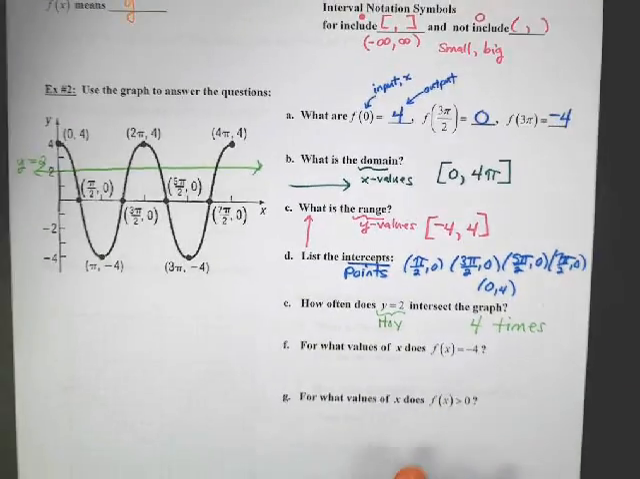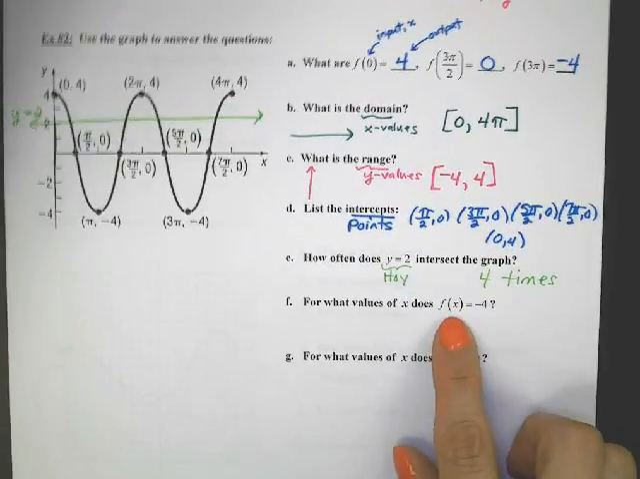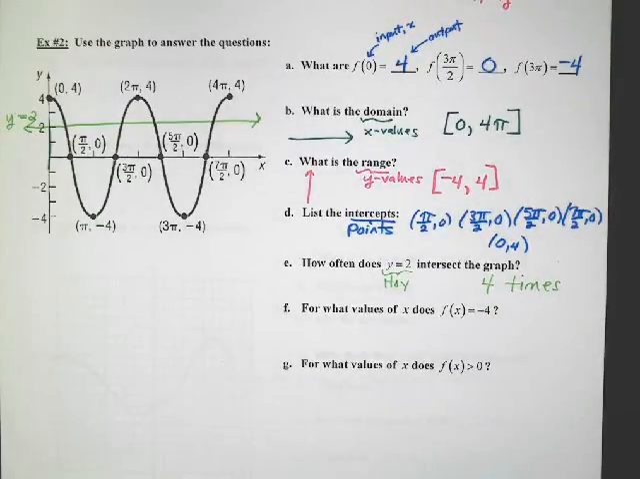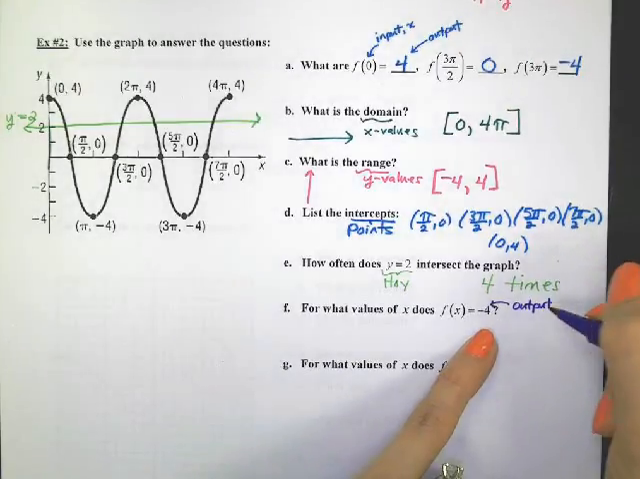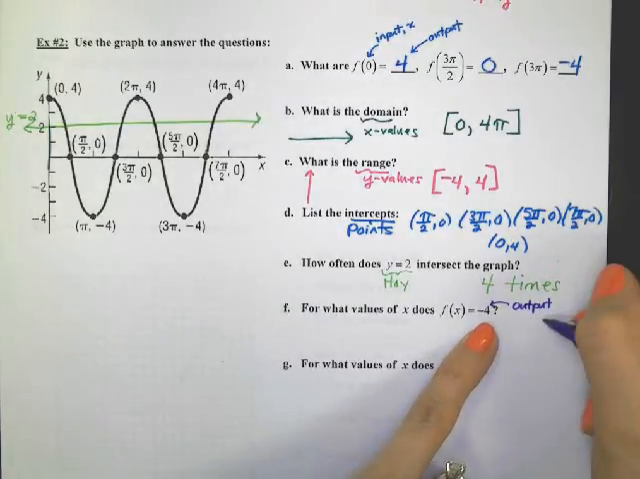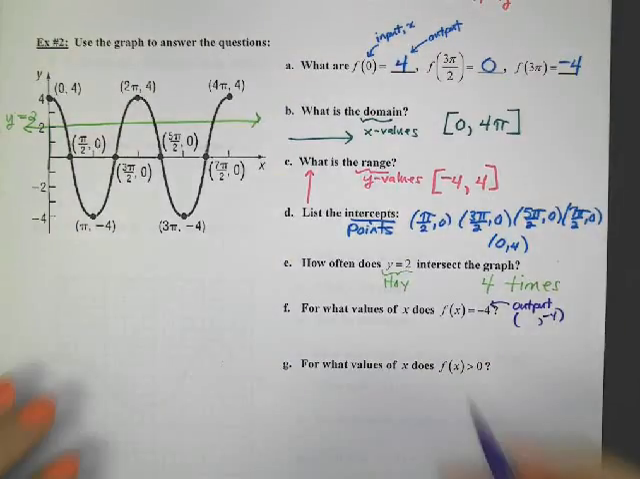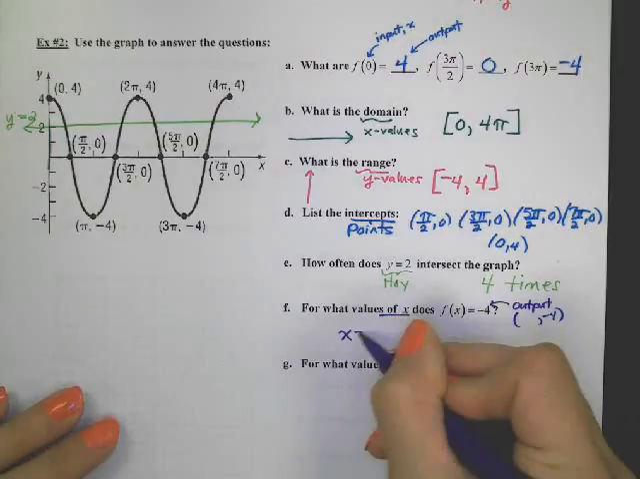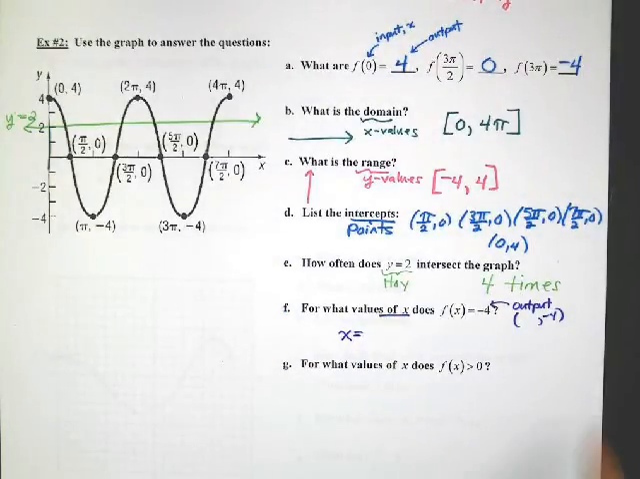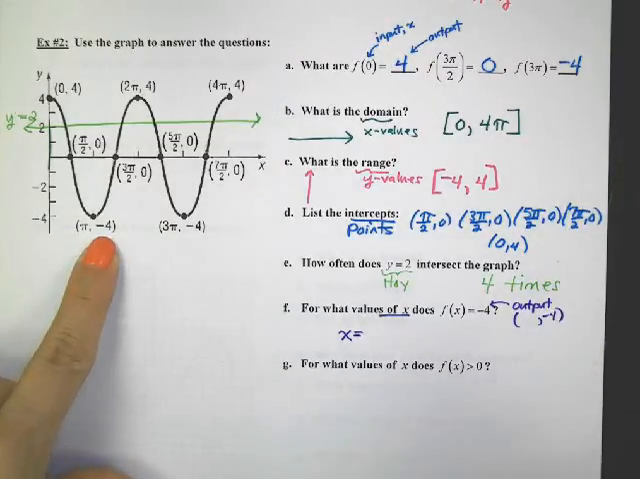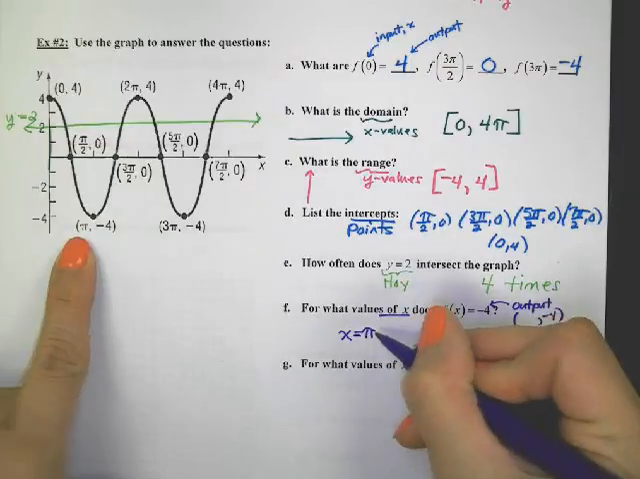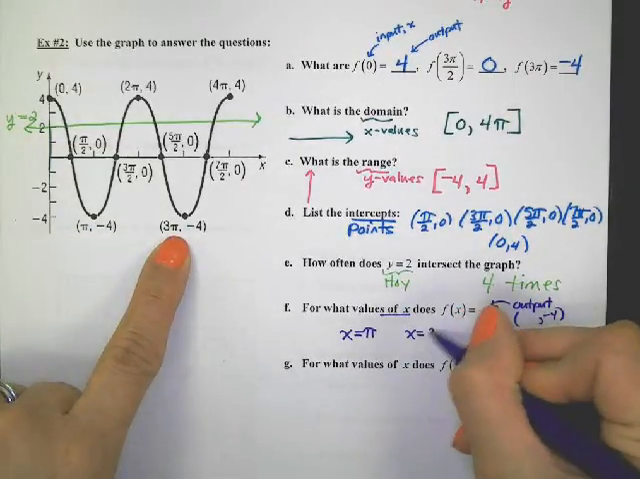Okay. For what values of x does f of x equal negative 4? Okay, I have to make sure I think about this the right way. Negative 4 is the output. That's the y value. So I'm thinking about a point with y of negative 4. For what values of x? So my answer is going to be x equals. I'm looking for some x's. Are there any times that I have a y of negative 4? There's one at x equals pi. And here's one at x equals 3 pi.